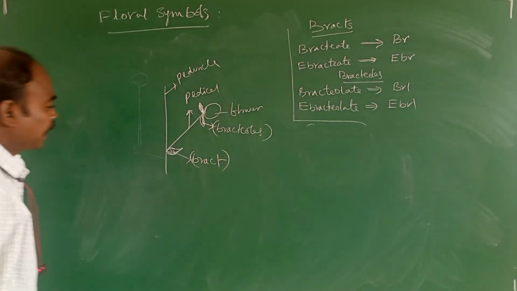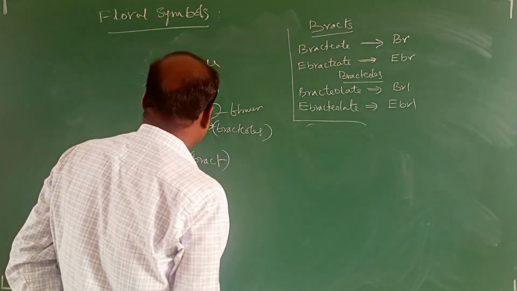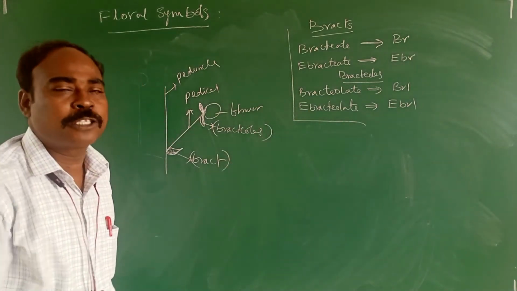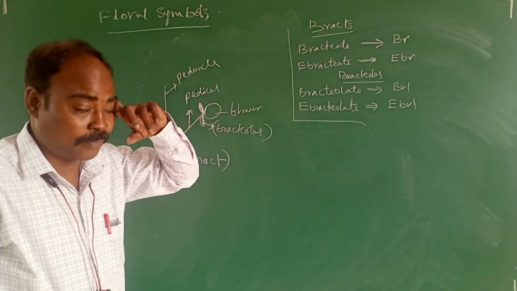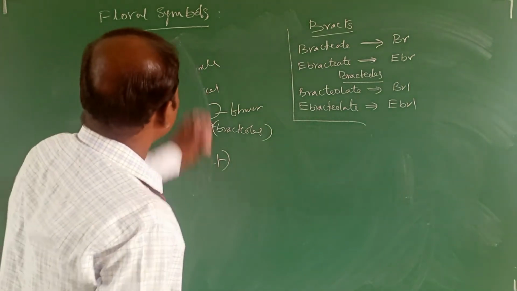Right? Next. These are the symbols used to explain a floral pattern. For example, a Brassicaceae flower.